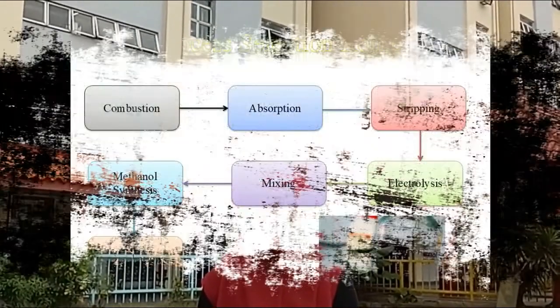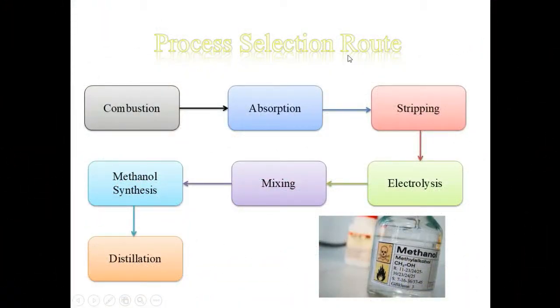Hello, my name is Rosmaina Adiba binti Nazri. So this is our process selection room. For coal, we need to burn, so we need combustion. The next ones are absorption, stripping, electrolysis, mixing, methanol synthesis, and distillation. At the distillation column, we produce the product that is methanol with purity of 60% methanol, 40% of water.